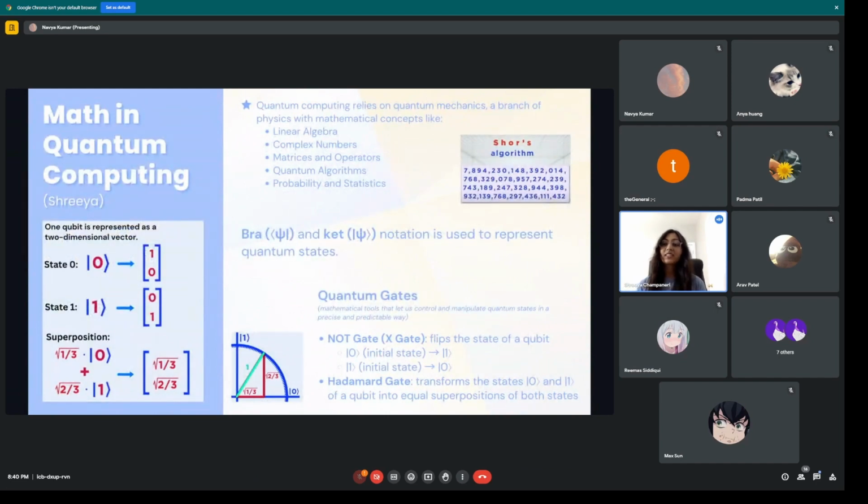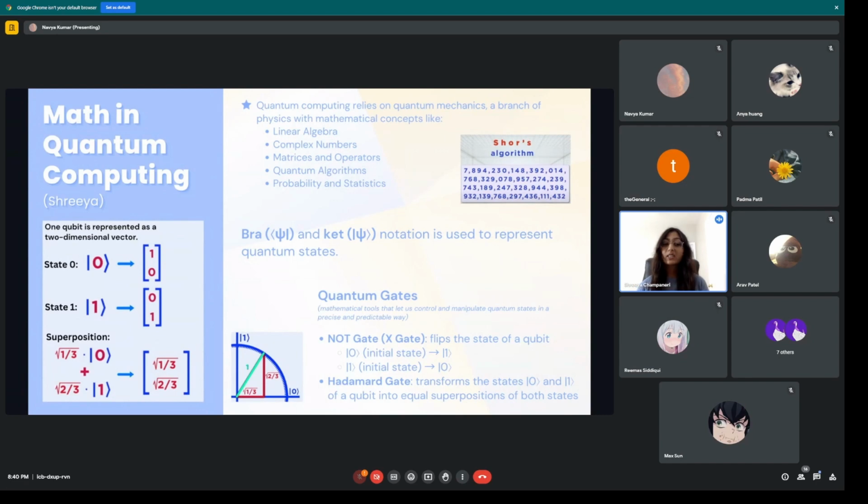We use something called bra and ket notation instead of 0 and 1. It's like speaking the language of qubits, as you can see on the picture on the left. One qubit is represented as a two-dimensional vector. So the first one is state 0, as you can see on the image on the left. The second one is state 1, and the third one is a superposition.